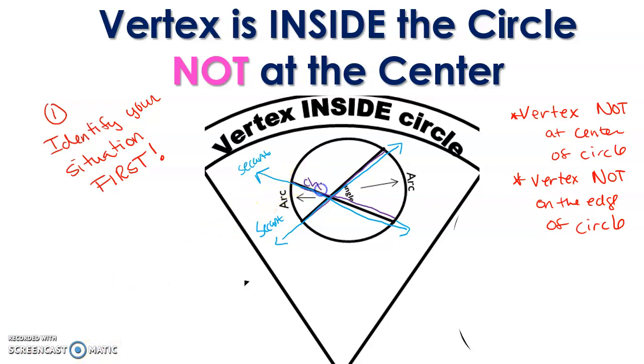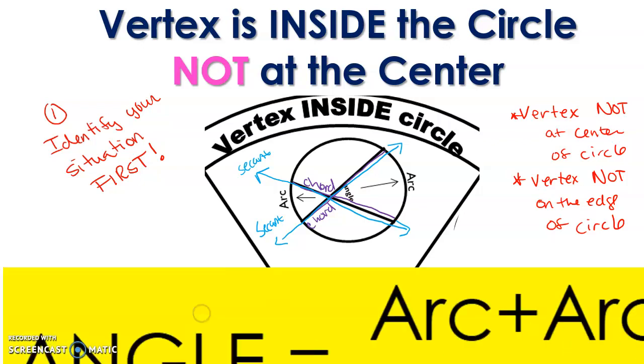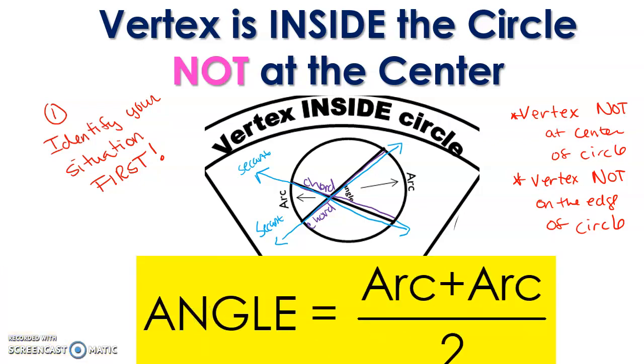Or the chord and chord. Those are two possible situations. So we have a formula that deals with these. Now what this formula means is you have to look at the arcs that are captured by the angles that are created.